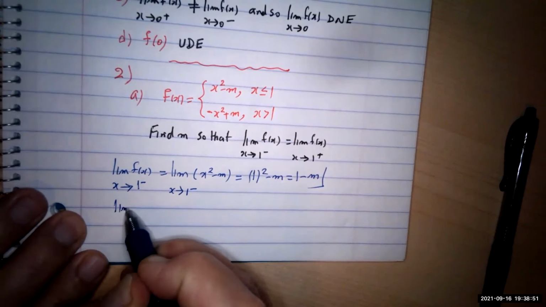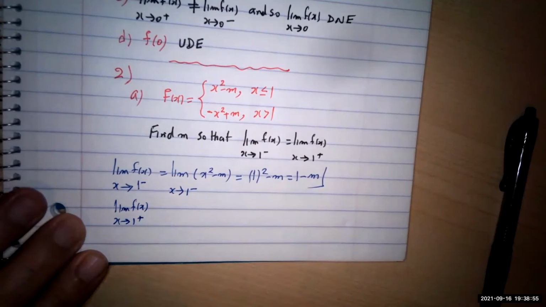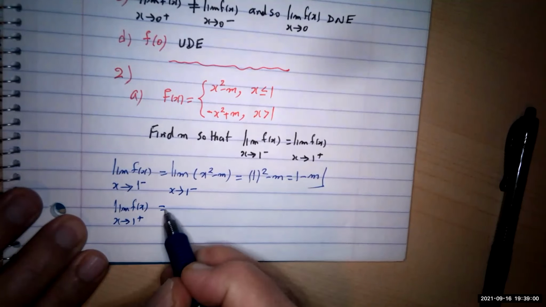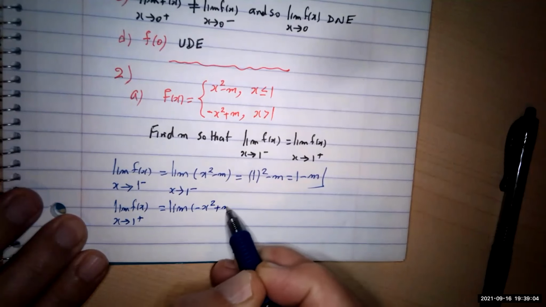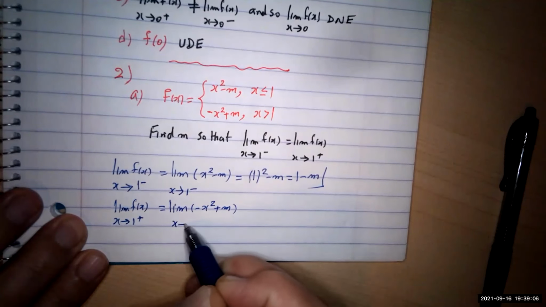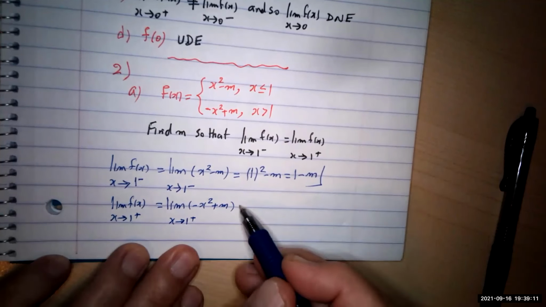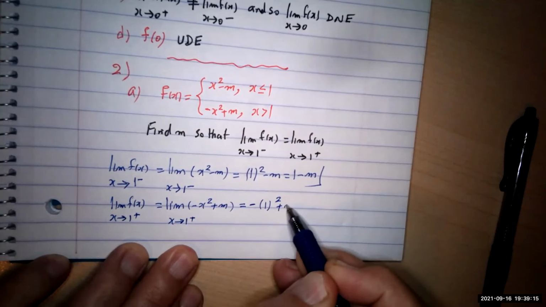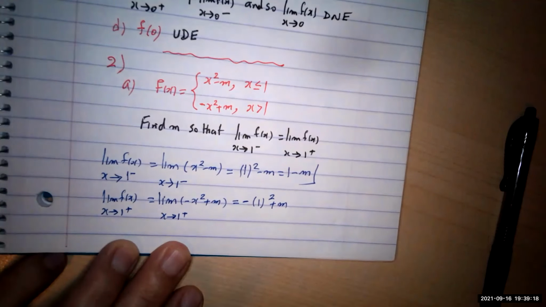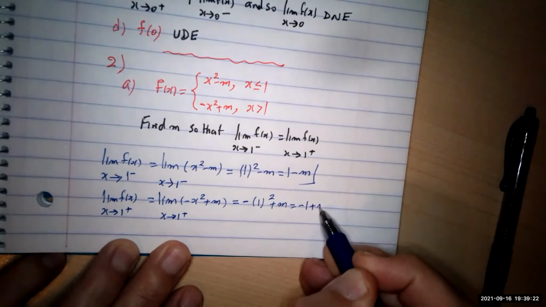Okay, check the other part. So the limit of f of x as x goes to 1 positive. 1 positive means x is greater than 1, so we have to use the second part. So it's going to be limit of negative x squared plus m, x goes to 1 positive. Again, the number is 1. If you want to write it down as negative 1 squared plus m, you square first, then the negative sign. So that gives you negative 1 plus m.